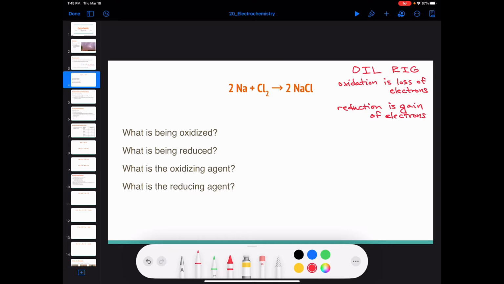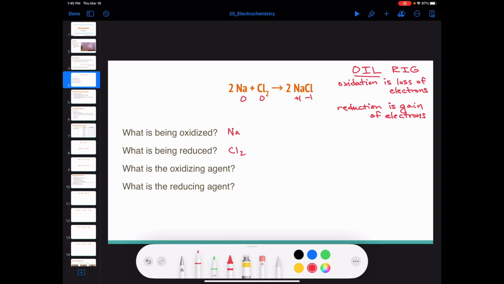So in our case, sodium went from having 0 charge to having a +1 charge, right? So we can clearly see that it lost an electron along the way. Since oxidation is loss of electrons, sodium was the element that was being oxidized in this case. On the other hand, chlorine went from having 0 charge to having a -1 charge, so it clearly gained an electron along the way. So chlorine is what's being reduced. Okay, so pretty simple, right?